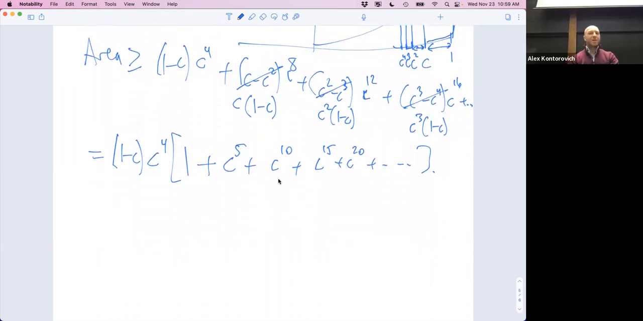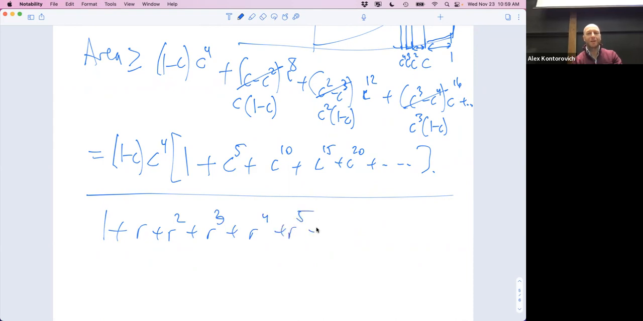Now, do you guys know how to sum a geometric series? Some of you do, some of you don't. Okay, so let's talk about that. If I have 1 plus r plus r squared plus r cubed plus r to the fourth plus r to the fifth and so on forever, I take this quantity.